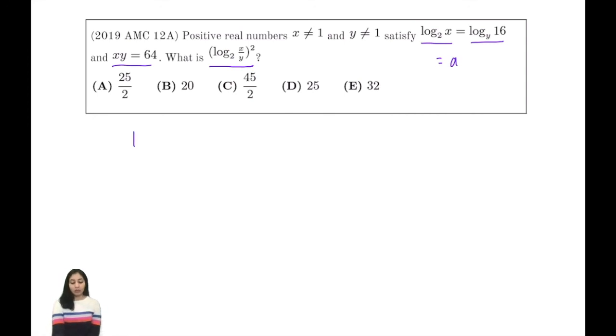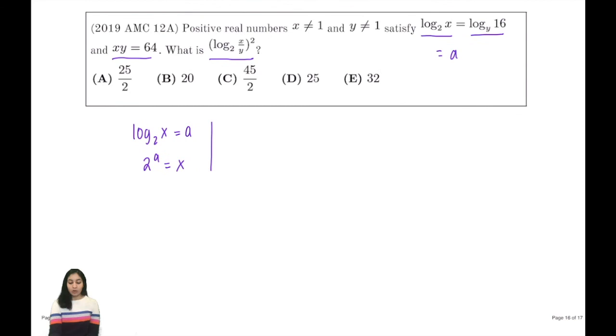So we have log base 2 of x is equal to a. That tells us that 2 to the a equals x. We can do something similar for our right-hand side, where we have log base y of 16 is equal to a. That tells us y to the a equals 16.